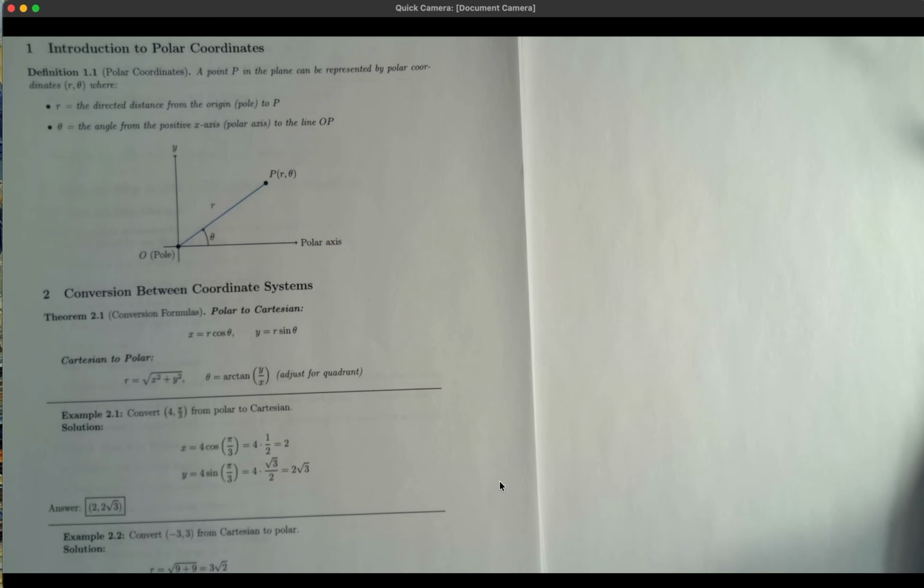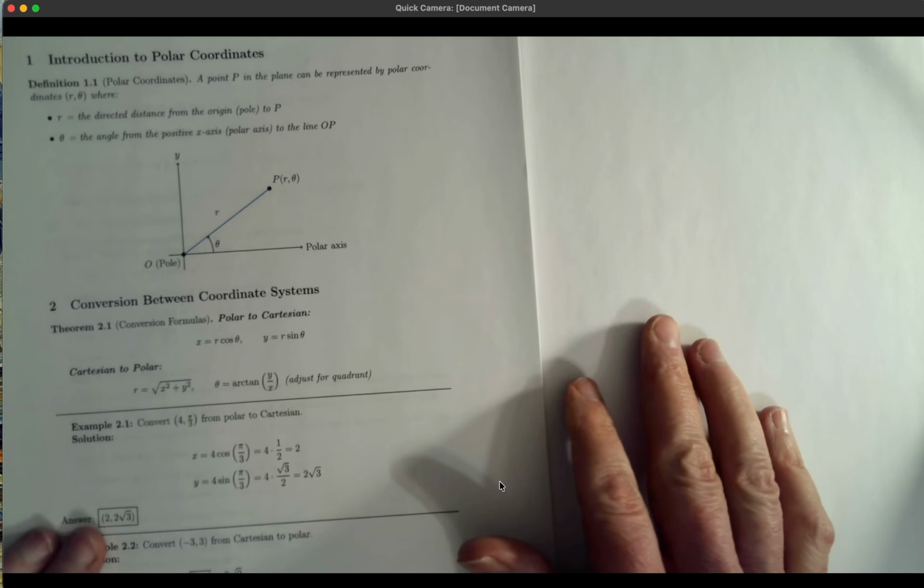If you want to follow with the notes, they're on Blackboard. We're going to cover polar coordinates today, introduction to polar coordinates, and I'll make a small homework assignment that will be due tonight after you watch the video, just to test that you understand the basic concepts. Alright, so let's get started.